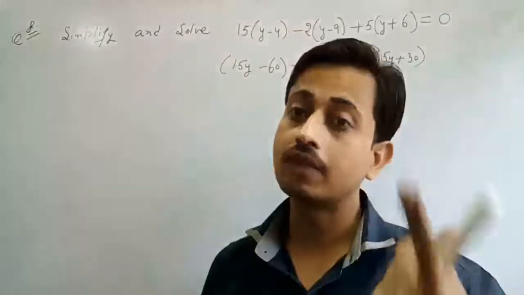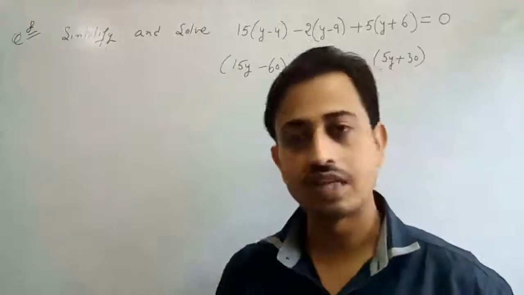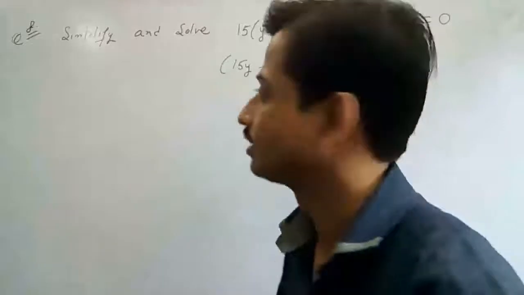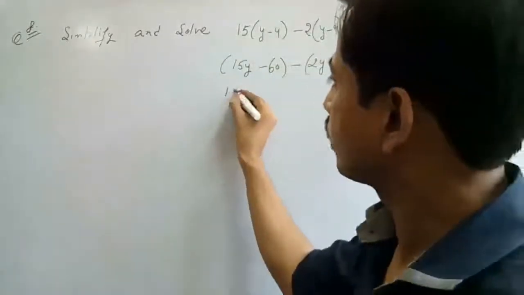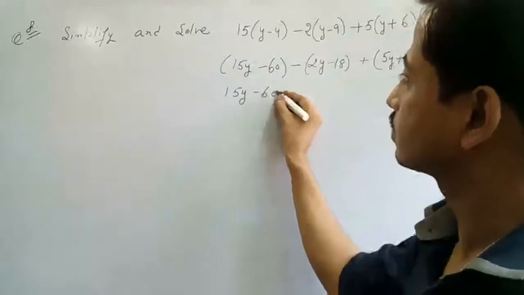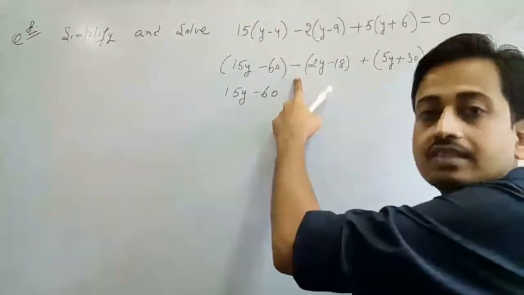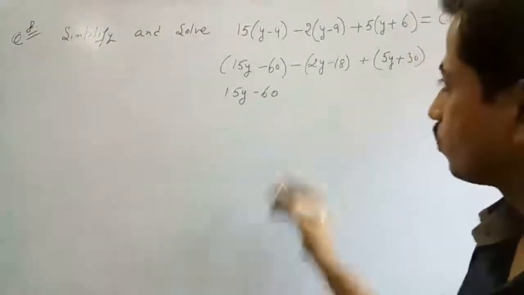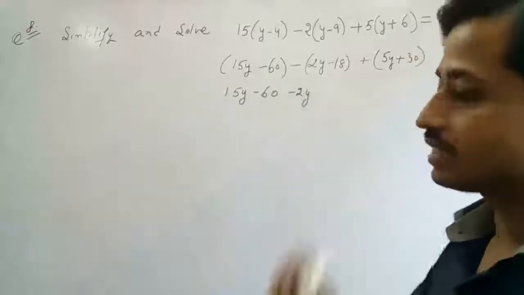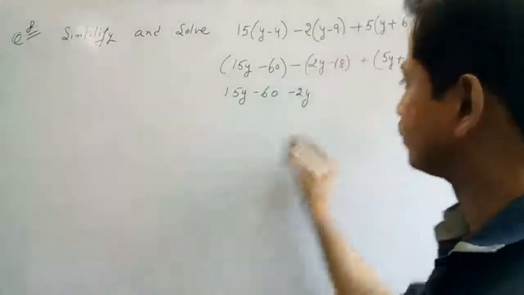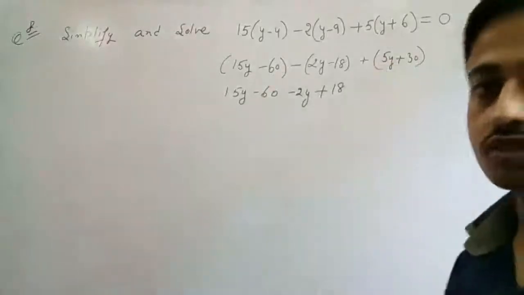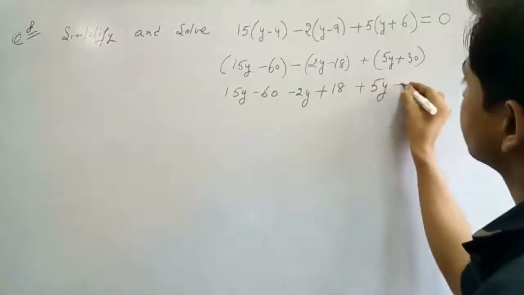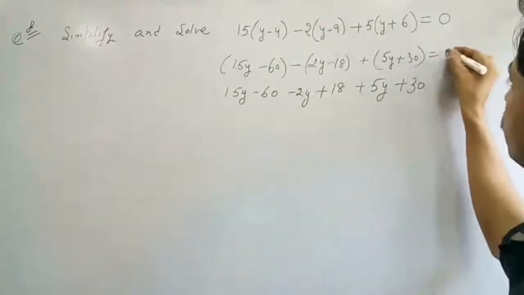Now I am opening the brackets. If the sign is positive before it, we have to write the same terms. But if the sign is negative, we have to change the whole sign. So here the sign is positive. So I am going to write as it is, 15y minus 60. But please make a note here. The sign is negative. That's why we have to change the sign. The 2y sign is positive, we have to make it negative. Minus 18 is negative, so we have to make it positive. Here the sign is positive, so there is no worry. We have to write as it is. So I am writing 5y plus 30, which is equal to 0.